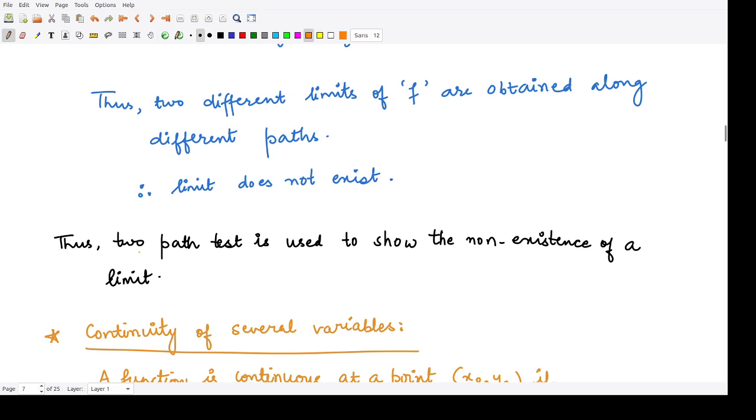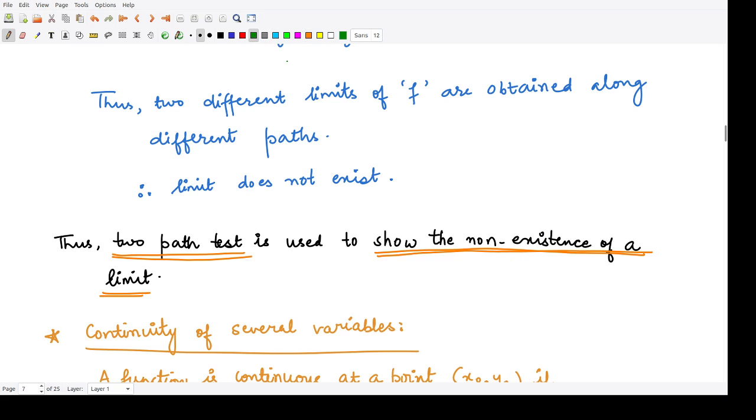So this is a two-path test which is used to show the non-existence of certain limits. So this is useful whenever the limit does not exist, because in that case what you have to do, you just have to take two particular paths and then you will calculate the limit. If the values of the limit calculated along those two paths are different, then in that case the limit does not exist.